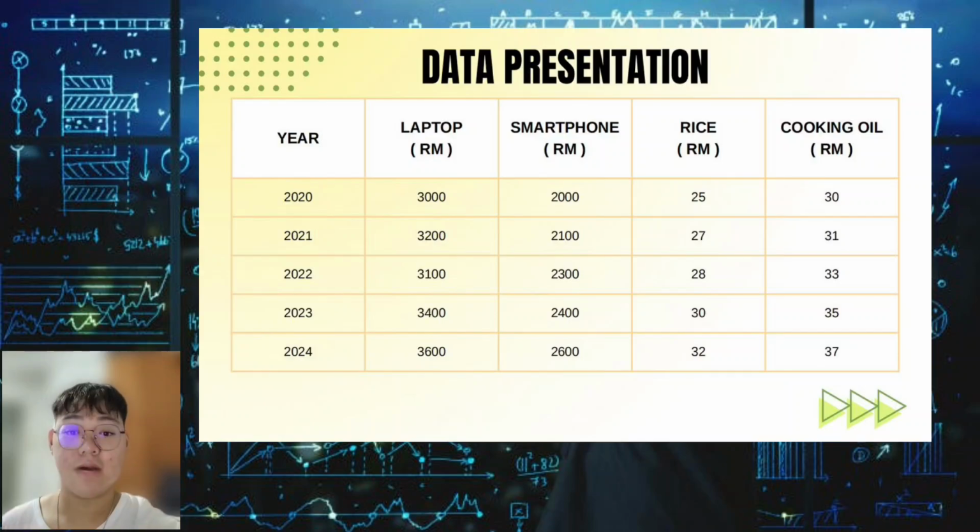It's about our data presentation I have shown here. Year by year, the prices of each of the products are getting higher and higher. As you can see, let's look at the laptop. Starting from 2020, it starts with 3,000, then 2021 is 3,200, and then 2022 is 3,100, then 2023 is 3,400, and then 2024 is 3,600. It's the same with the others, which are smartphone, rice, and cooking oil. They're getting higher and higher year by year.